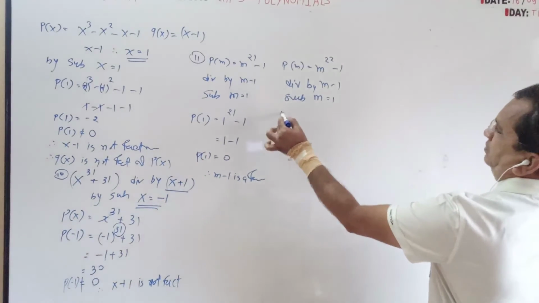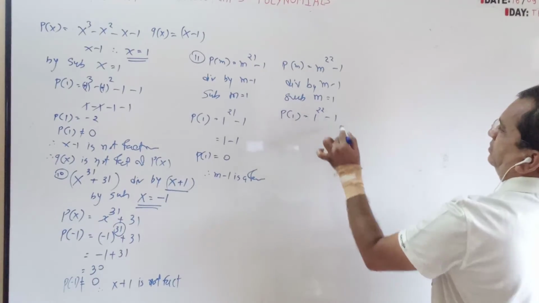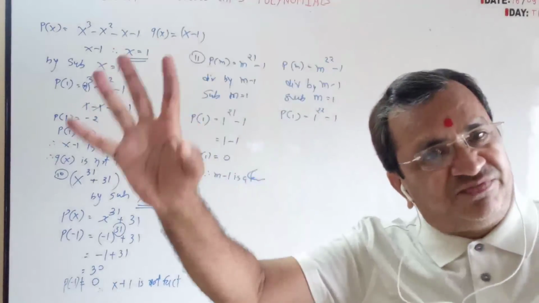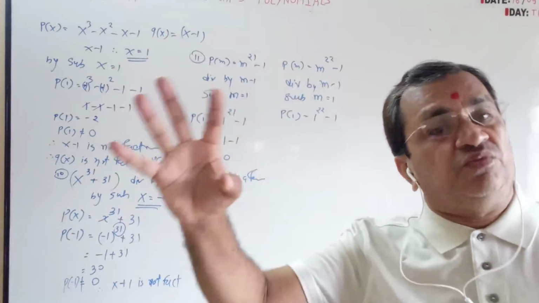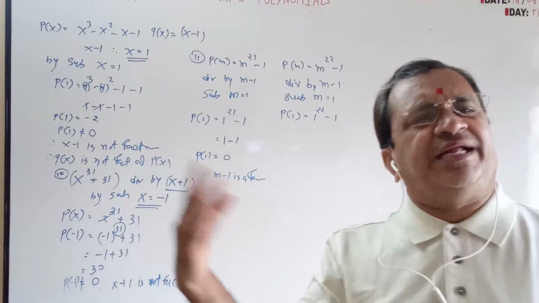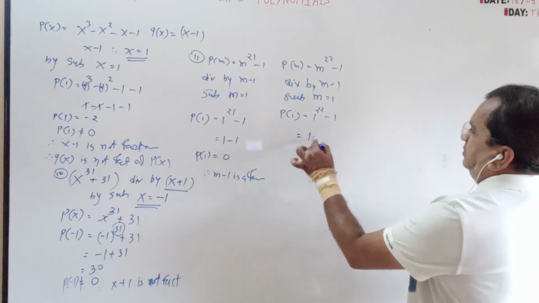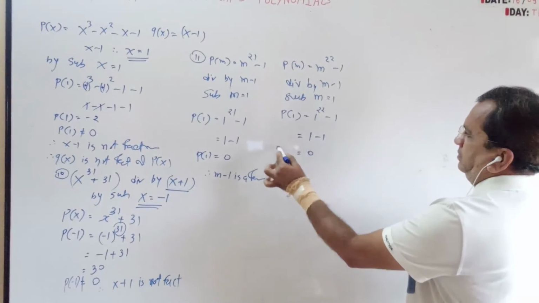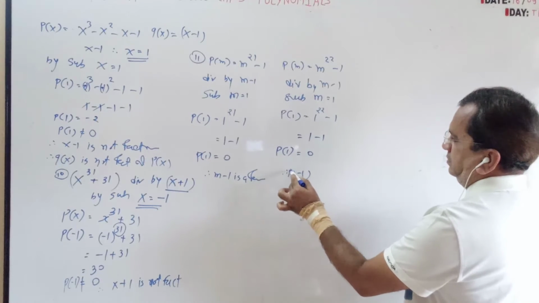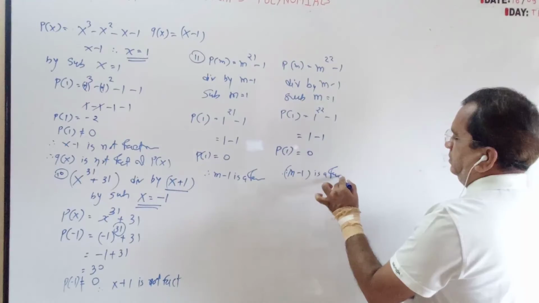For 22, P of 1 raised to 22. 1 raised to 1, 1 raised to 5, 1 raised to 20, 21, 22, 1 raised to 100, the answer is always 1. However many times you multiply 1, the overall answer will be 1. Factor.